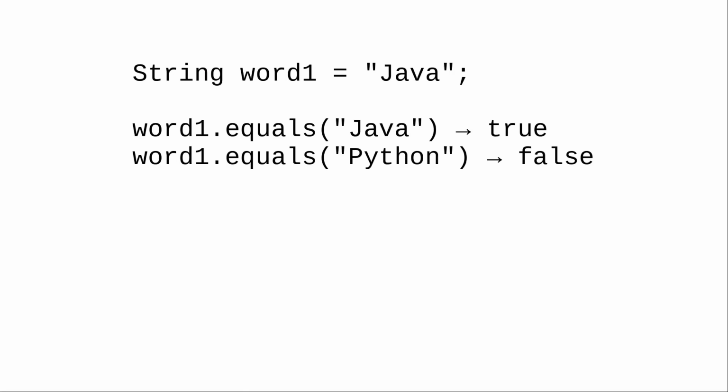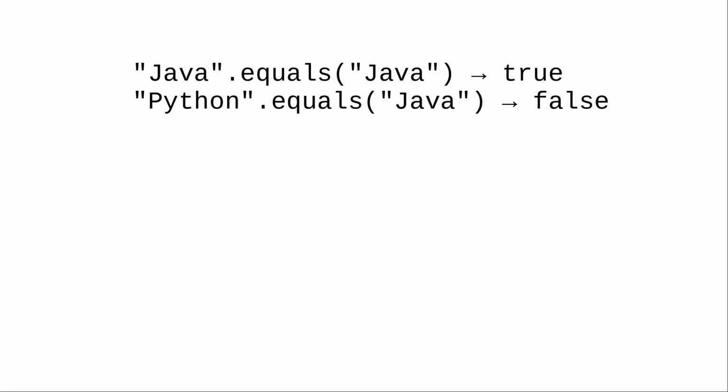In this example, the string word1 is assigned Java. Asking if word1.equals("Java") returns true. word1.equals("Python") returns false. By the way, when you're doing simple testing, you can use strings directly. You can say "Java".equals("Java"), which is true, or "Python".equals("Java"), which returns false.